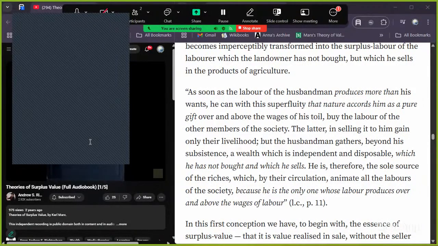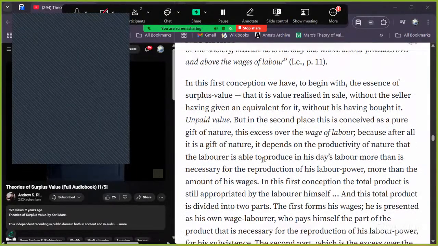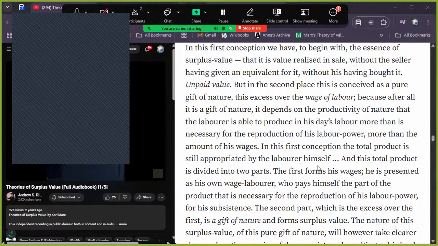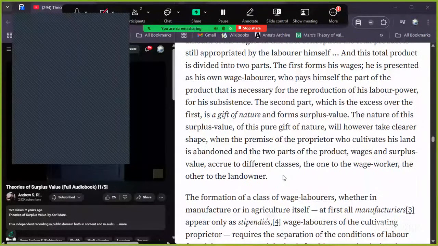End quote. In this first conception, we have to begin with the essence of surplus value, that it is value realized in sale without the seller having given up an equivalent for it, without his having bought it. Unpaid value. But in the second place, this is conceived as a pure gift of nature, this excess over the wage of labor, because after all it is a gift of nature. It depends on the productivity of nature that the laborer is able to produce in his day's labor more than is necessary for the reproduction of his labor power, more than the amount of his wages. In this first conception, the total product is still appropriated by the laborer himself, and this total product is divided into two parts. The first forms his wages.